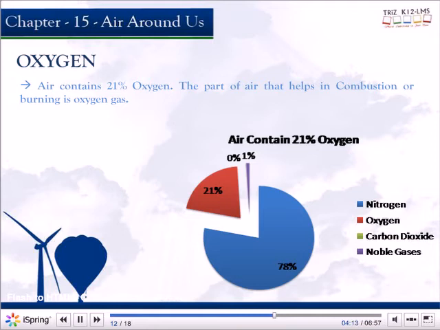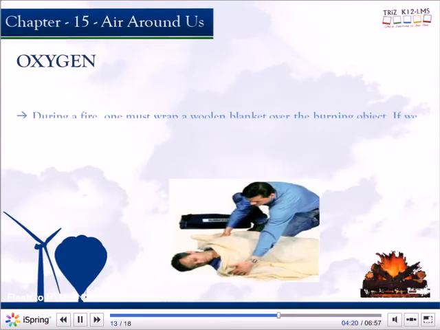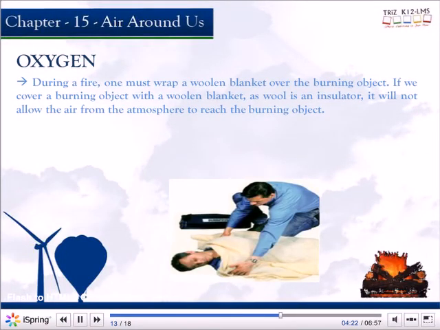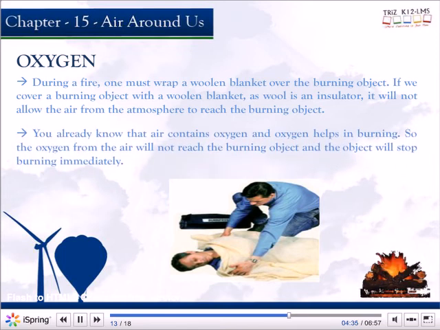The part of air that helps in combustion or burning is oxygen gas. Oxygen is needed for things to burn. During a fire, one must wrap a woolen blanket over the burning object. If we cover a burning object with a woolen blanket, as wool is an insulator, it will not allow the air from the atmosphere to reach the burning object. We already know that air contains oxygen and oxygen helps in burning. So the oxygen from the air will not reach the burning object and the object will stop burning immediately.